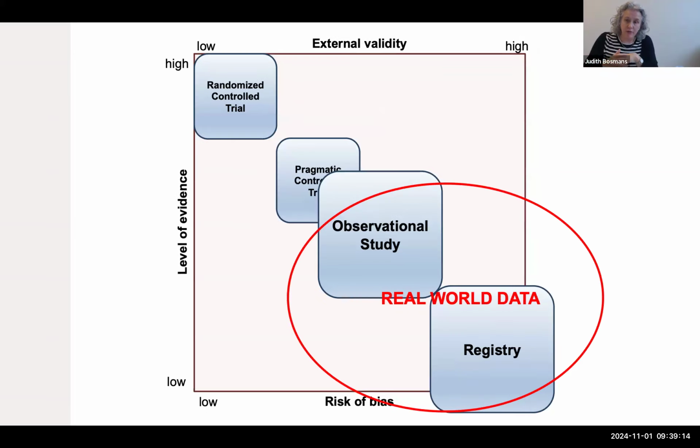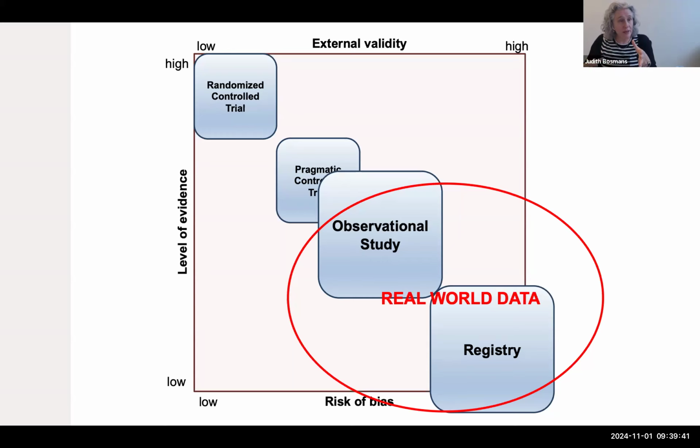So that's where real world data come in. So we're collecting a lot of data, and we're trying to use that data more and more to also support healthcare decision making. The problem is generally with real world data that we have a high risk of bias and that the level of evidence of that type of data is relatively low.